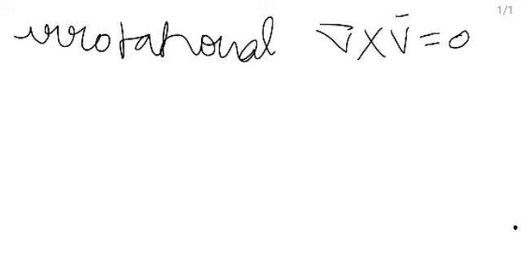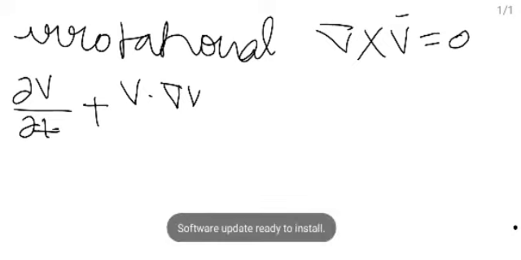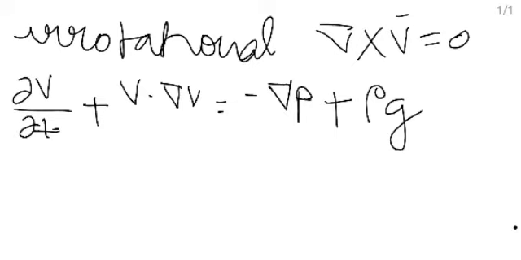For irrotational flow, the condition is del cross V equal to 0. Velocity component equal to 0. Now we have our Euler's equation as dou V by dou t plus V dot del V equal to minus del P plus rho G.